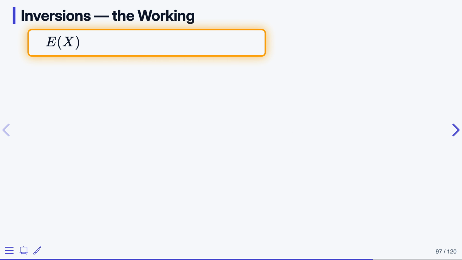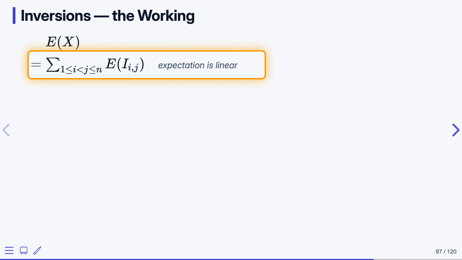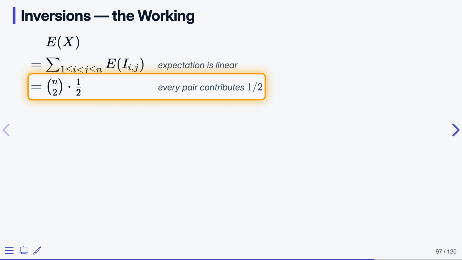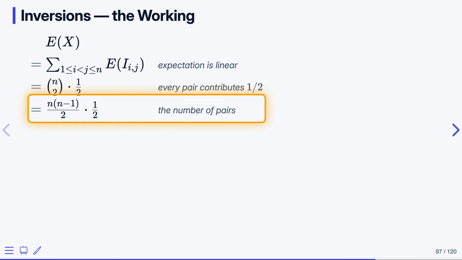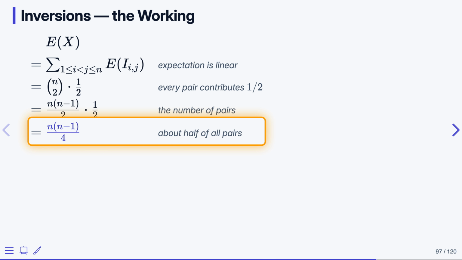We want the expected value of X. By linearity, it is the sum of the expected values of all the pieces. Every piece contributes 1/2, so we just multiply the number of pairs by 1/2. The number of pairs is n times n minus 1, over 2. Multiply and we get n times n minus 1, over 4. That is half of all the pairs, which fits our intuition. In a random order, about half of the pairs are out of order.